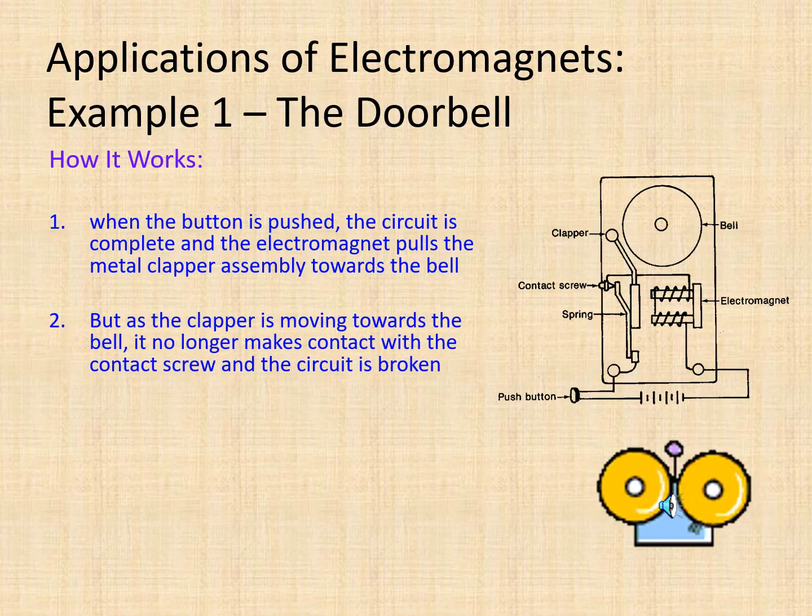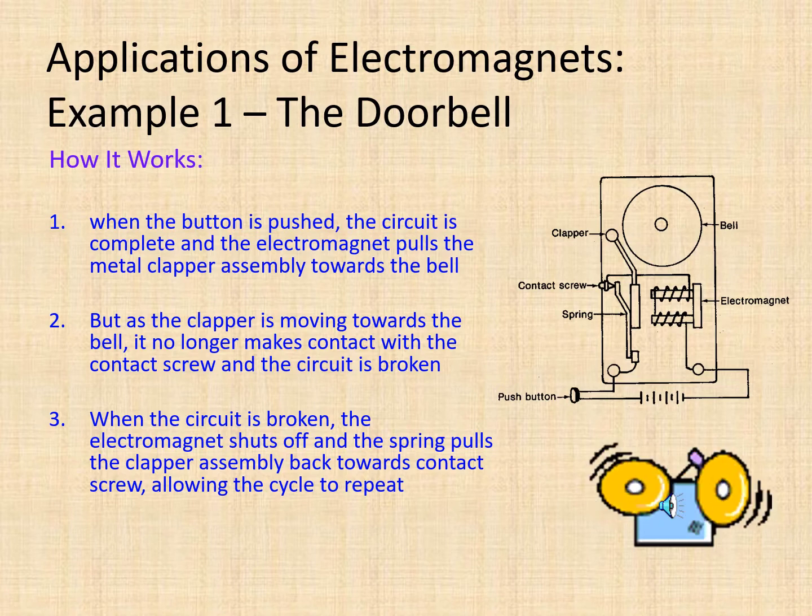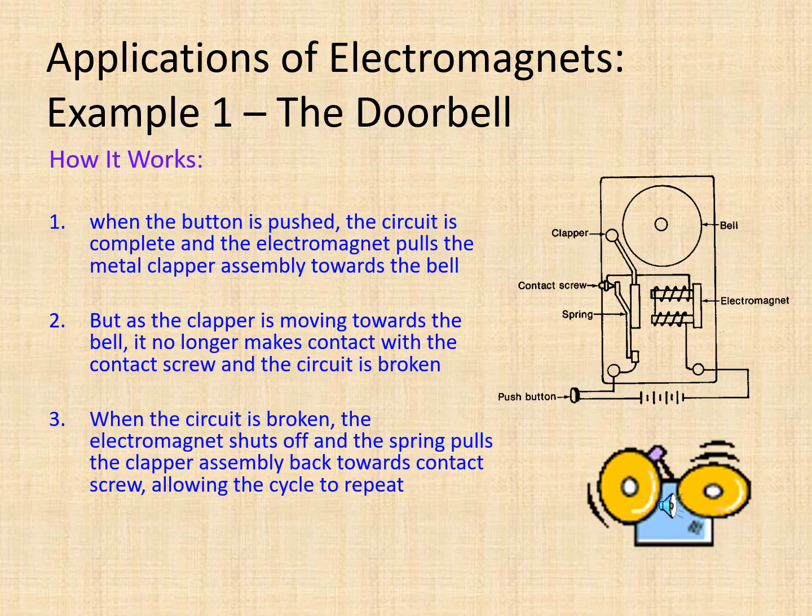But as the clapper assembly is moving towards the bell, it no longer makes contact with the contact screw and the circuit is broken. When the circuit is broken, the electromagnet shuts off and the spring pulls the clapper assembly back towards the contact screw, allowing the cycle to repeat.